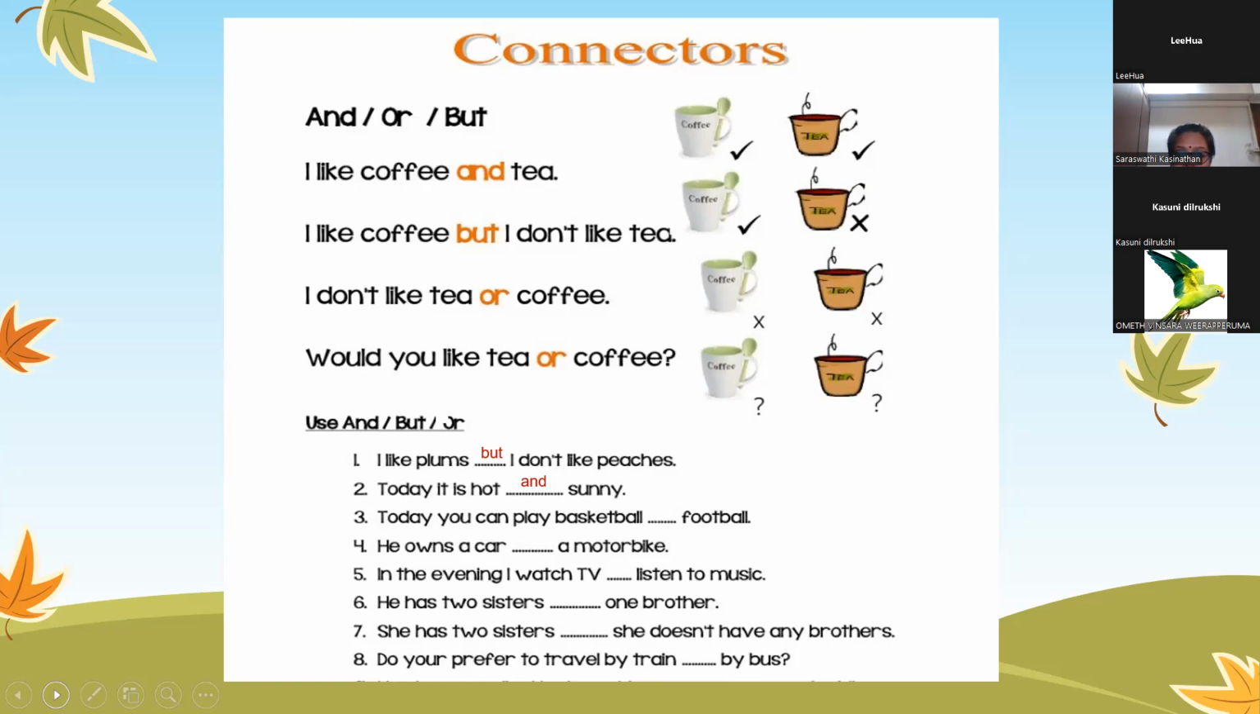Today you can play basketball. Today you can play basketball or football. Very good. Yeah, you can. You know for sure you can't do two at the same time, right? So you have a choice.